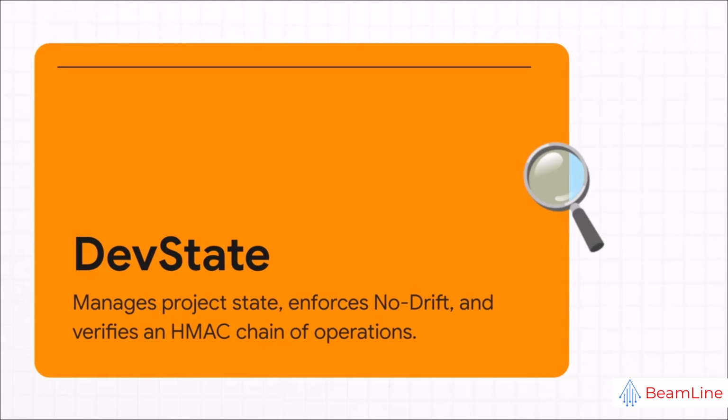It does three really critical things. 1, it manages your project state and its audit history. 2, it enforces this really strict no-drift policy. And 3, and this is the secret sauce, it verifies an HMAC chain of operations. All that means is that every single change is cryptographically signed and linked to the one before it. You get a verifiable, totally unbreakable history.